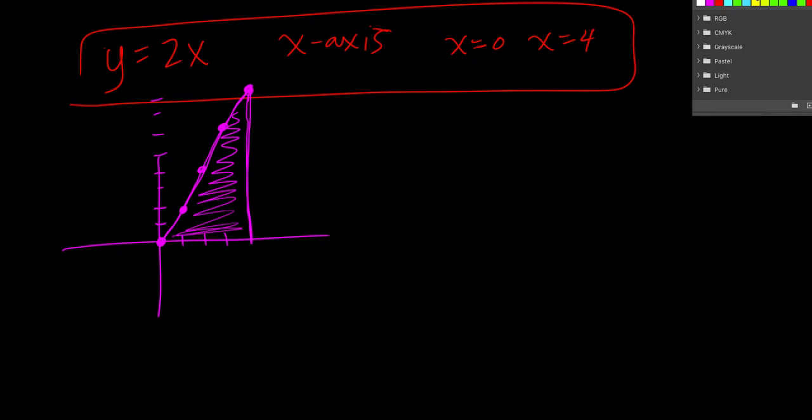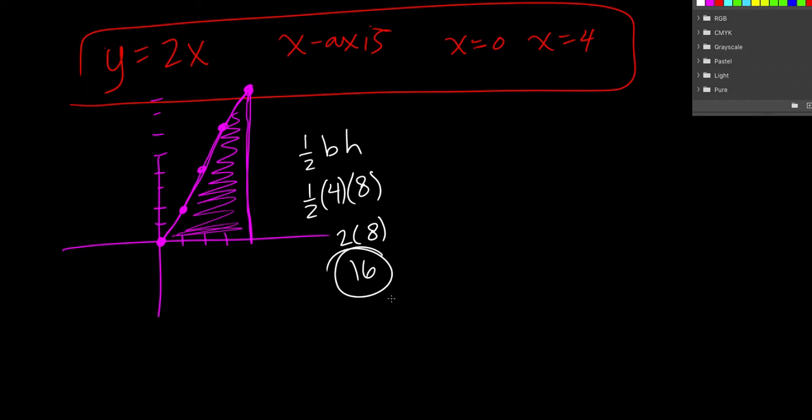Okay, so the area under that curve is just going to be 1/2 base times height. And so the height is 1, 2, 3, 4, 5, 6, 7, 8. The base is 1, 2, 3, 4. And then we cut that in half. All right, so if we do 4 times 1/2, that gives us 2. And if we multiply those together, we get 16. Okay, so that's our geometric argument.